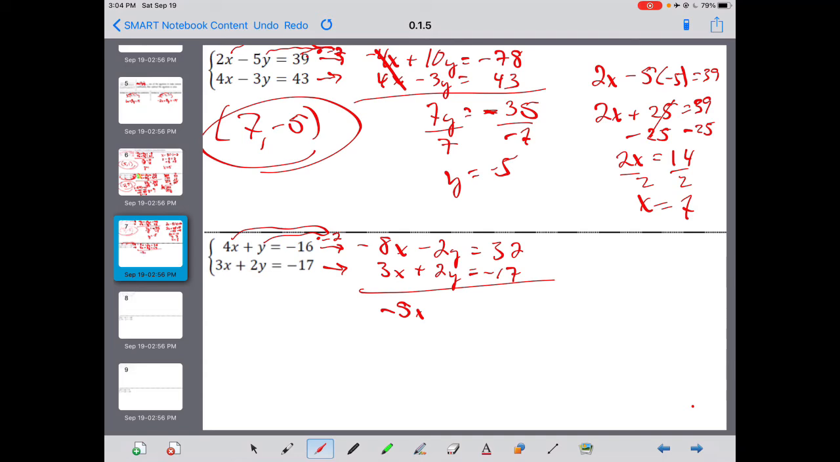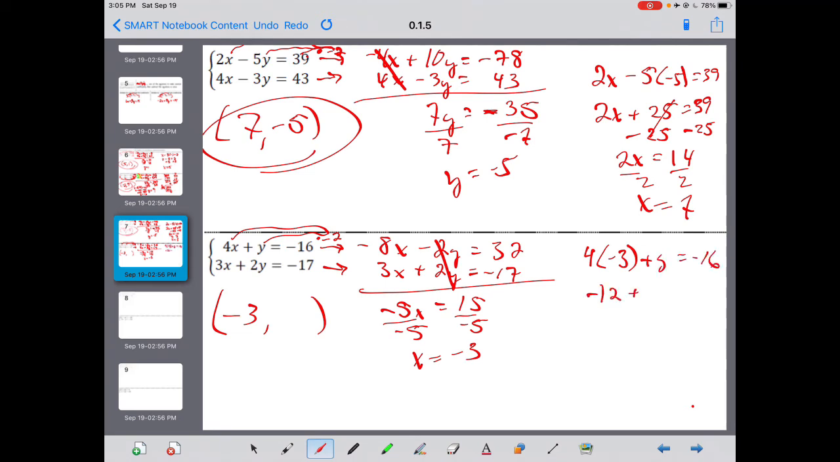Add them together. Negative 5x equals 32 minus 17. It's going to be positive. 13 plus 2 more is 15. Divide by negative 5. X equals negative 3. We're almost there. I'm going to pick the one where y is by itself. So 4 times negative 3 plus y equals negative 16. Negative 12 plus y equals negative 16. Add 12 to both sides. Y equals negative 4.